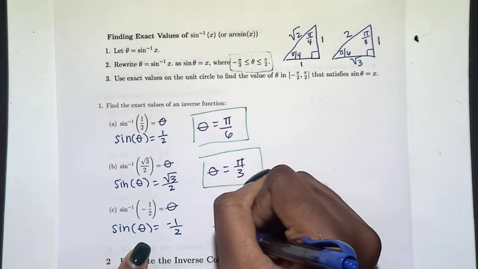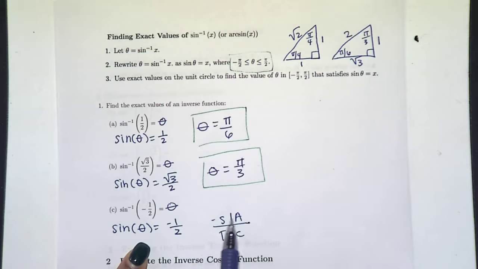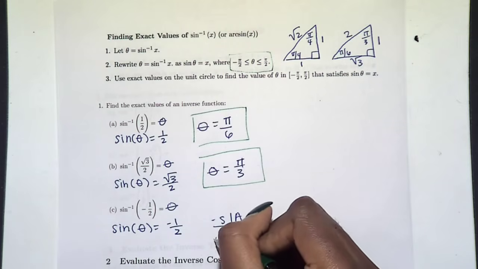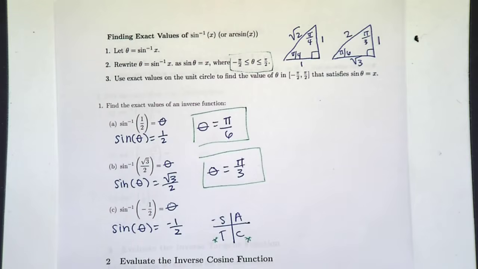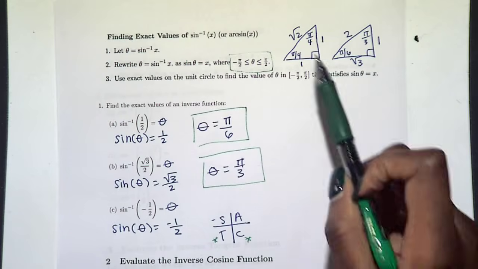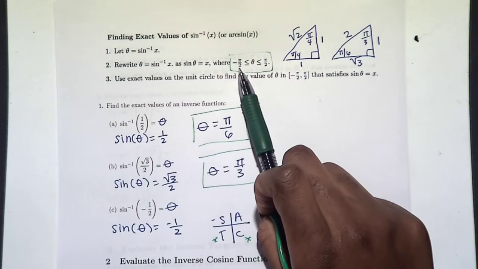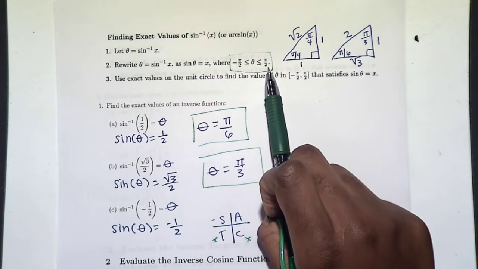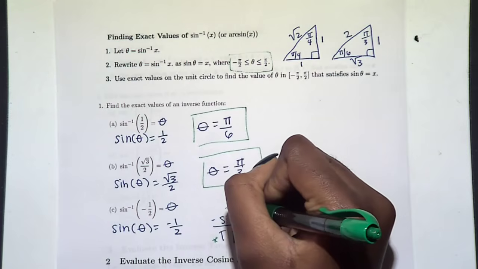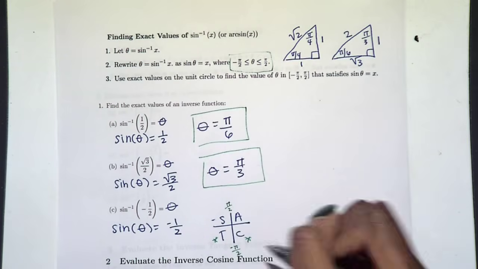All students take calculus, so sine is positive in both quadrants 1 and 2, and it's negative in quadrants 3 and 4. So it's possible that the angle that I'm looking for is going to be in quadrant 3 or quadrant 4. However, we do want to remember that when we're using sine inverse, our angle must be between negative pi over 2 and positive pi over 2. So remember, pi over 2 is up here, negative pi over 2 is here.